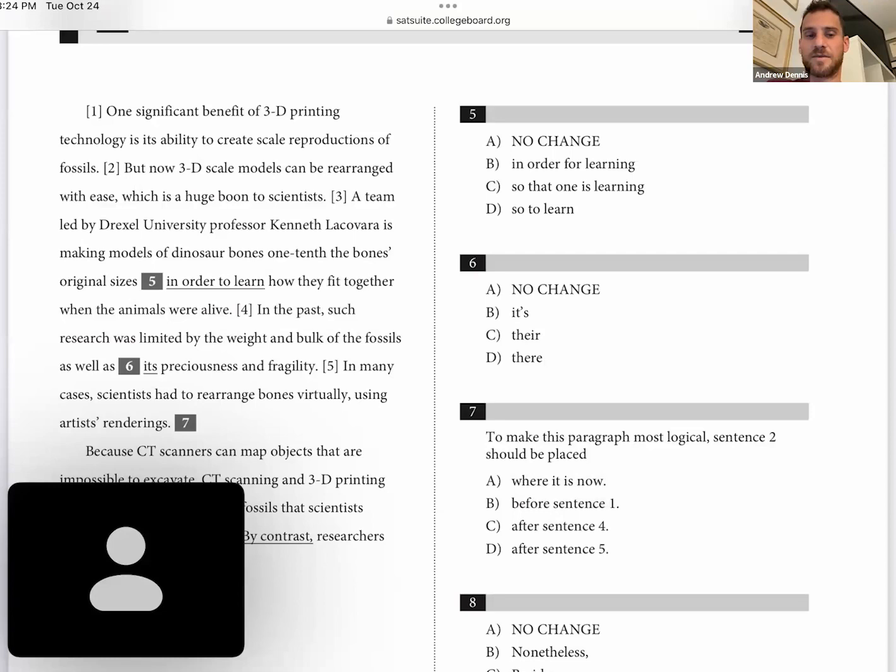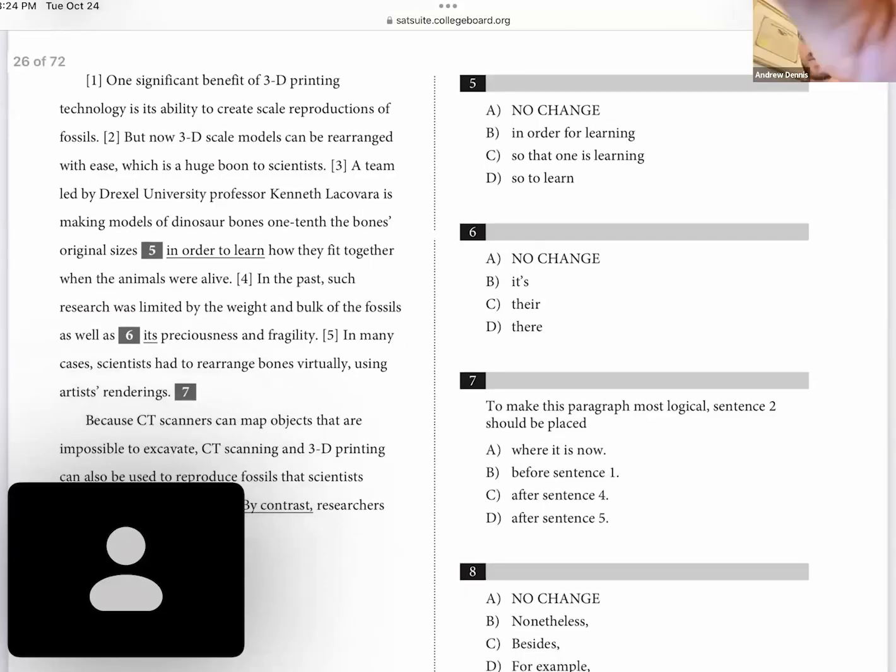And after sentence 5: in many cases, scientists had to rearrange bones virtually using artist rendering. But now 3D scale models can be rearranged with ease, which is a huge boon to scientists. You have to consider A, B, C, and D, because C seemed good, but D is even better.